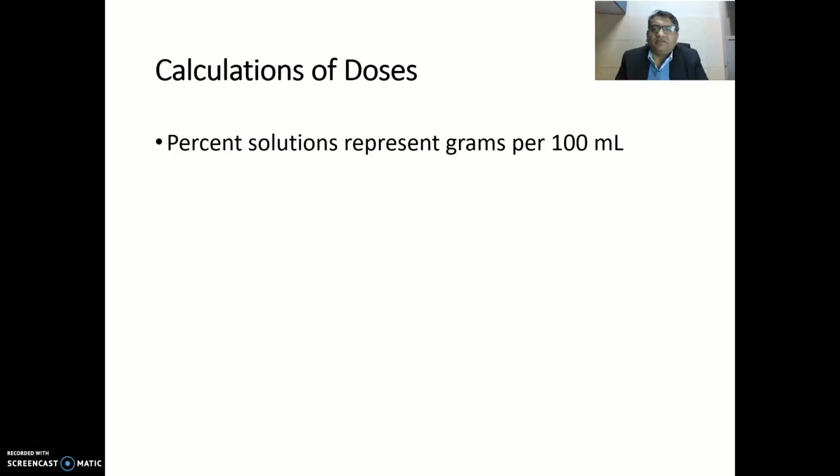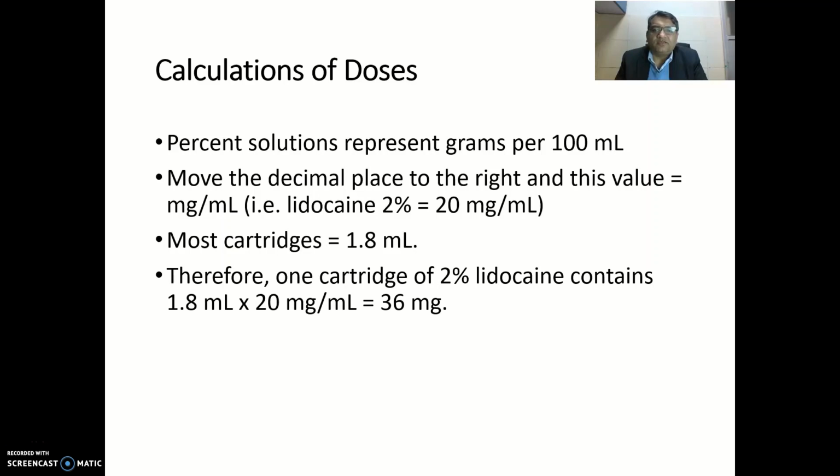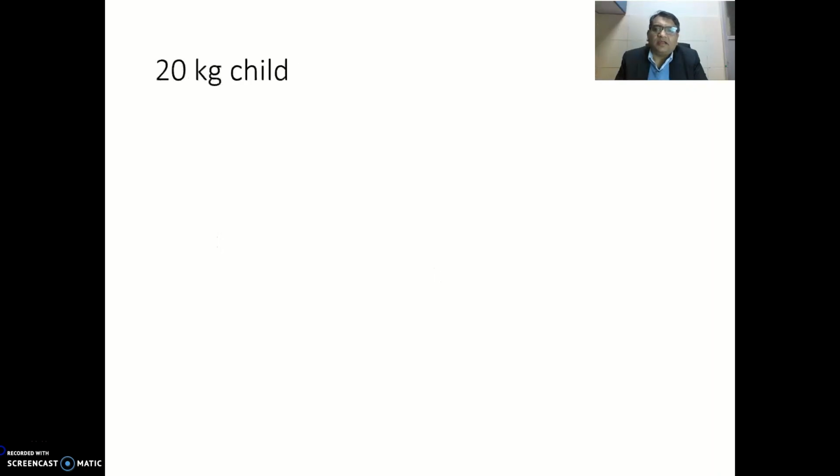Now we are going to discuss the dose calculation. The percent solution represents the grams per 100 ml of the solution. Move the decimal place to the right, and this value will become mg per ml. Lidocaine 2% is equal to 20 mg per ml. Most cartridges are 1.8 ml. Therefore, 1 cartridge of 2% lignocaine contains 1.8 ml times 20 mg, which is equal to 36 mg of lignocaine in a single cartridge.